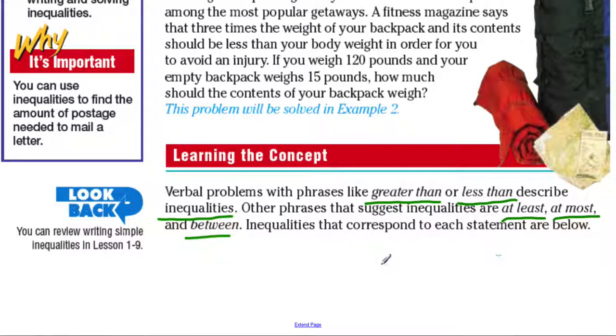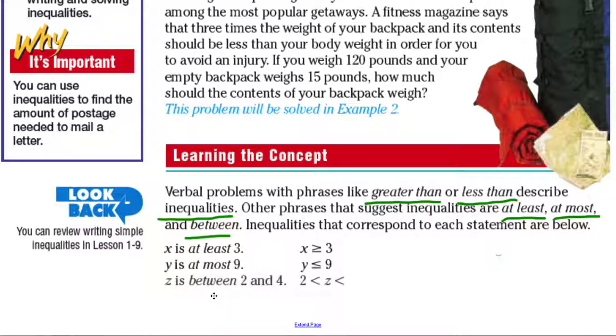Here are the inequalities that correspond to each statement below. x is at least 3, so that means x is greater than or equal to 3. y is at most 9, so that means y is less than or equal to 9. z is between 2 and 4, that means z is greater than 2 and less than 4. So between 2 and 4 means greater than 2 and less than 4.